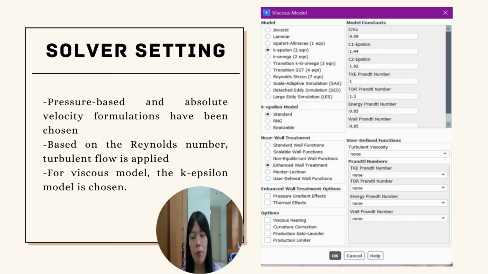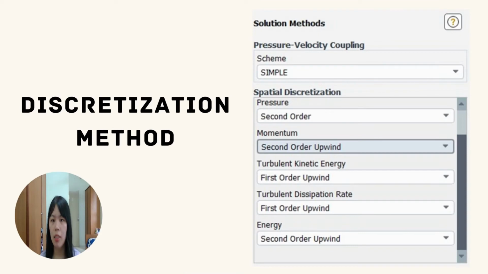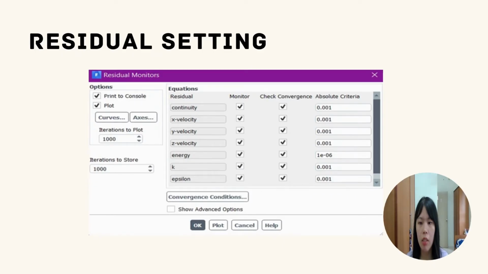For the solver setting, pressure-based and absolute velocity formulation have been chosen. Based on the Reynolds number, turbulent flow is applied. For the viscous model, the k-epsilon model is chosen. The discretization method is set as shown in the figure. The convergence criterion is set to 0.001 in the residual setting.